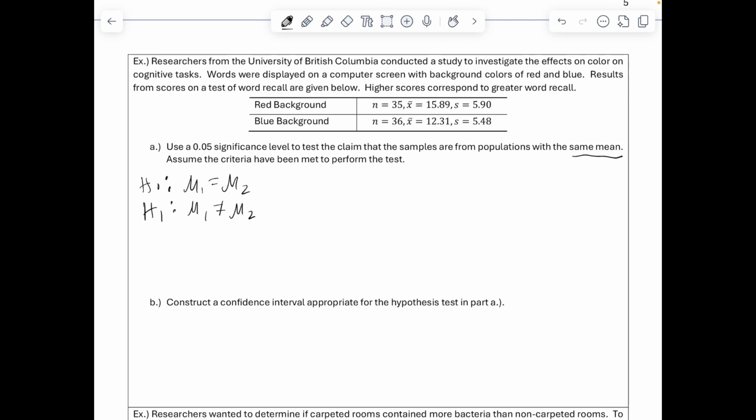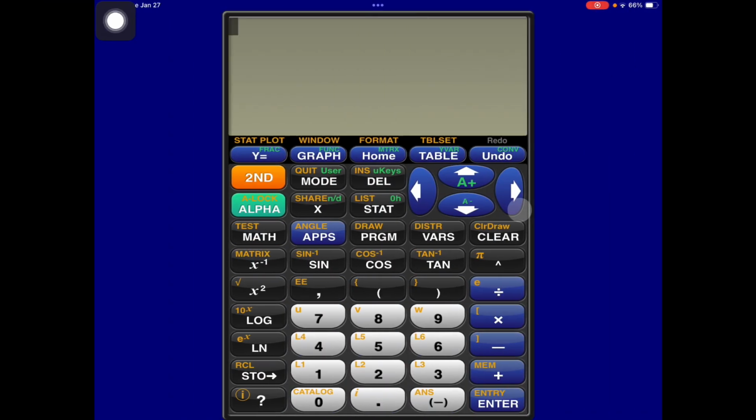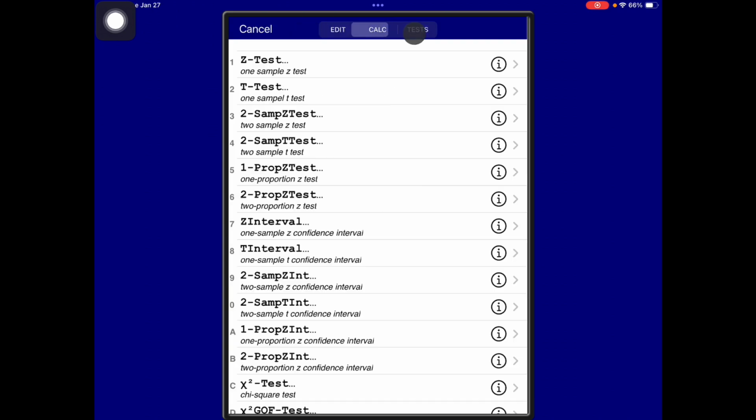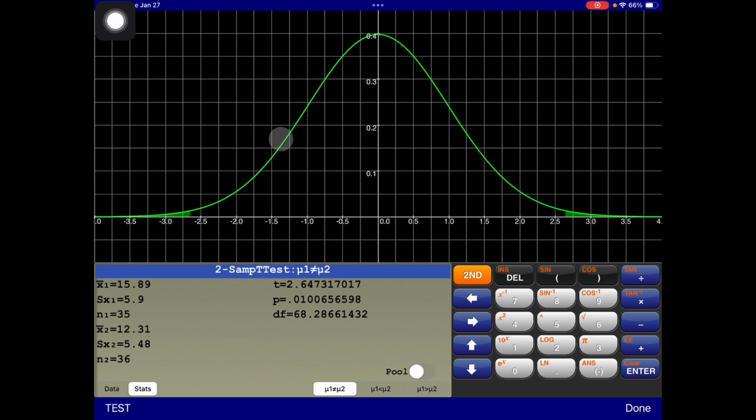And also note up above that we are given red and blue, and I used ones and twos, so you need to make sure you identify what one is. So I'm going to let 1 equal red and 2 equal blue backgrounds. So in order to find our p-value, we do need to go to 2SampTTest. On your graphing calculator, you're going to go to Stat, Test, 2SampTTest. From here, you're going to enter in all the information that's given to you in the table. Double check to make sure your numbers are entered in correctly.